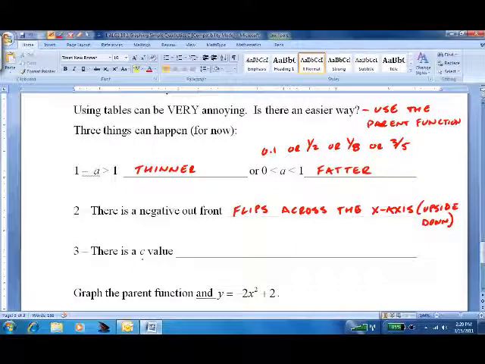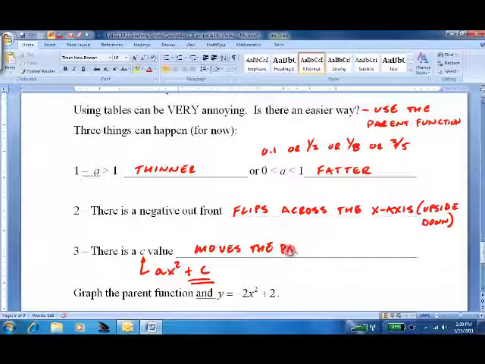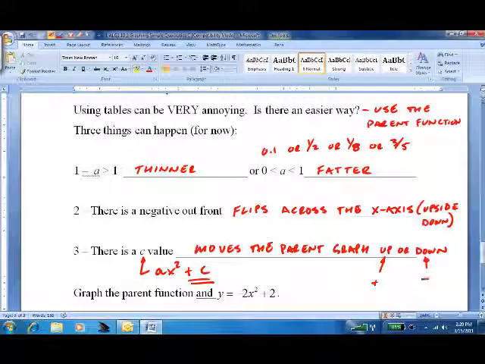If there is a c value, ax squared plus c, it moves the parent graph up or down. If it's positive, up. If it's negative, down.